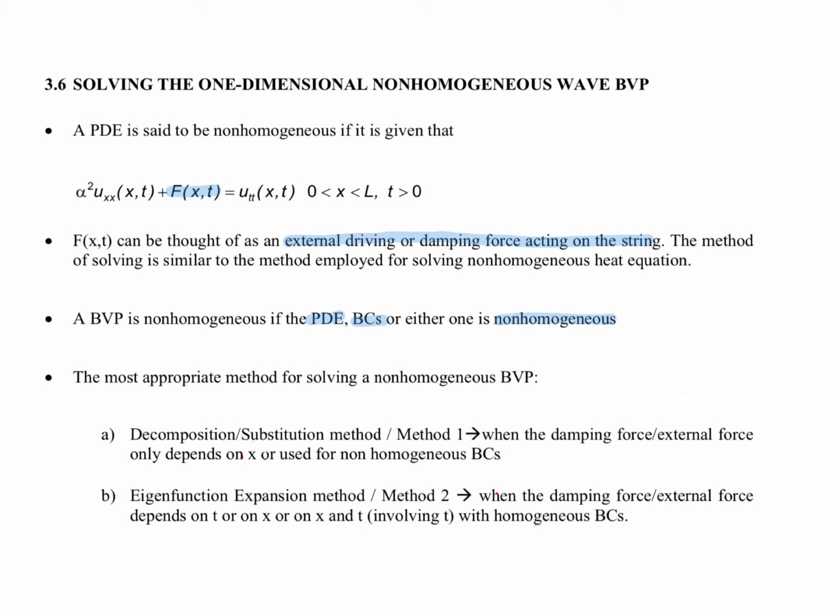So we have two methods to solve the non-homogeneous BVP. The first one is the decomposition method. The second one is the eigenfunction expansion method. We use decomposition when the damping force or external force only depends on x, or for non-homogeneous boundary conditions. Eigenfunction expansion is used when the damping force or external force depends on t, or on x and t, with homogeneous boundary conditions.